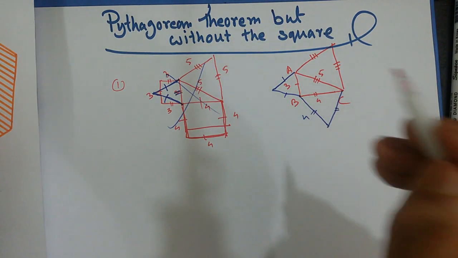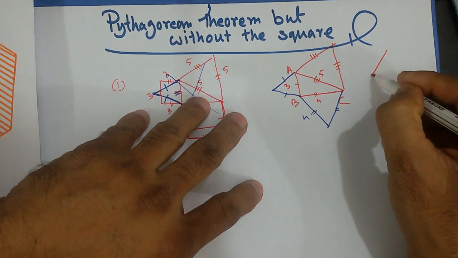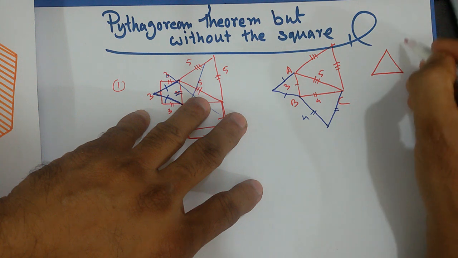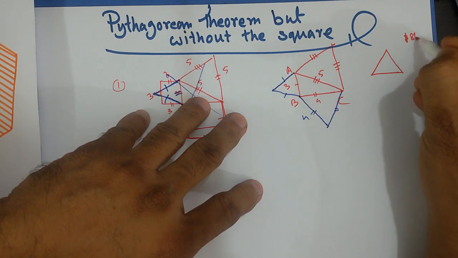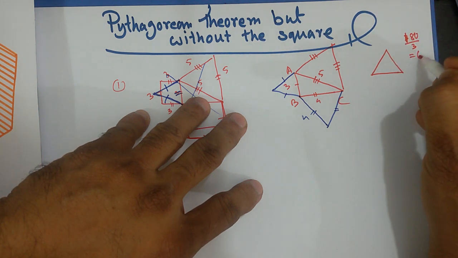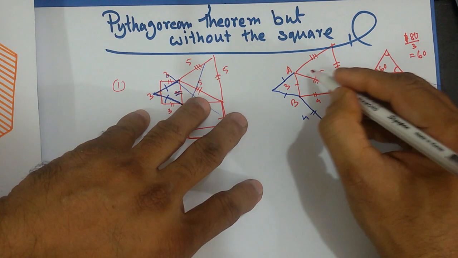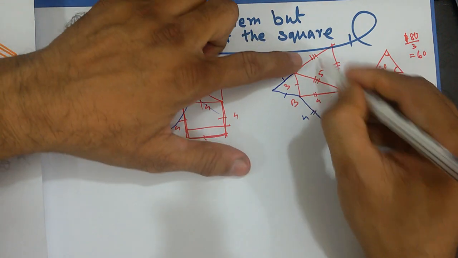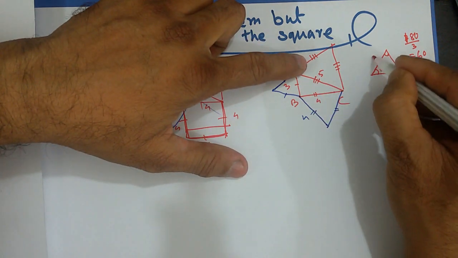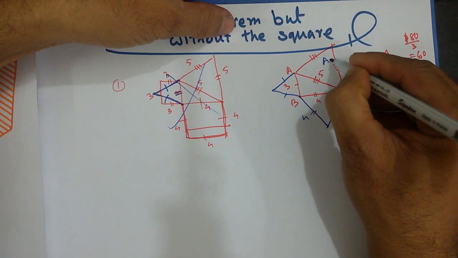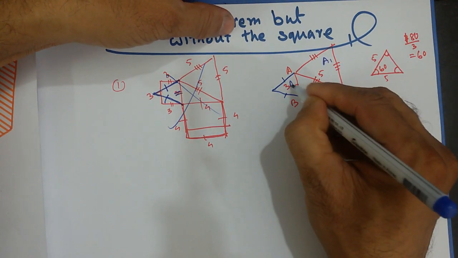Now the properties of equilateral triangles: since all sides are equal, all angles are equal, and each angle is 180 divided by 3, equal to 60 degrees. So this is 60, this is 60, this is 60. Let's say this one is 5, so this is 5, this is 5, and name these area 1, area 2, area 3.